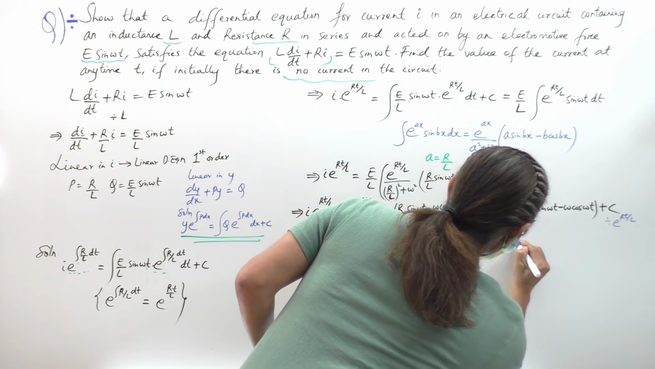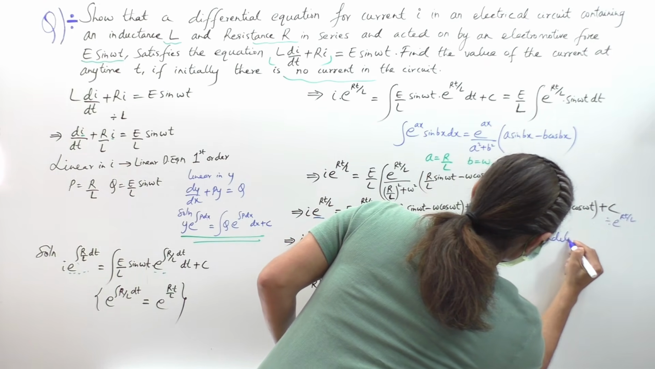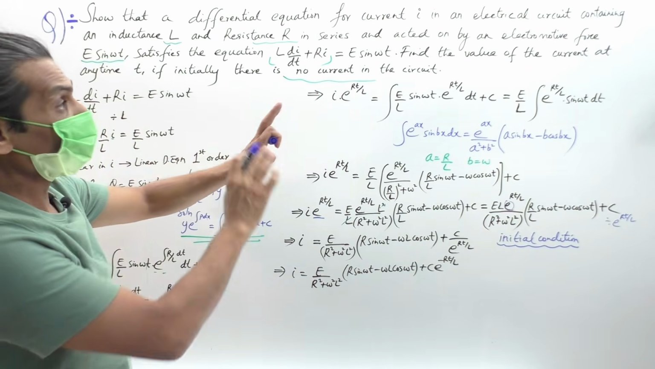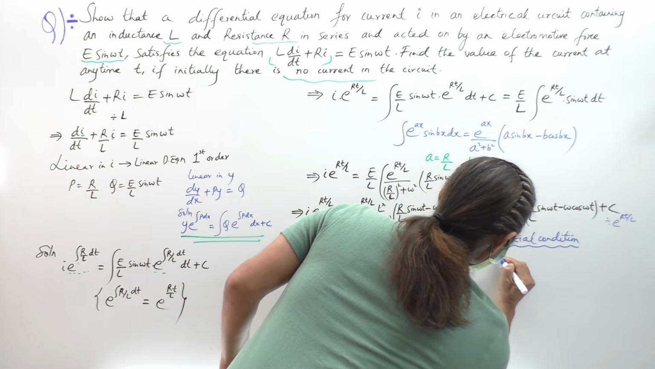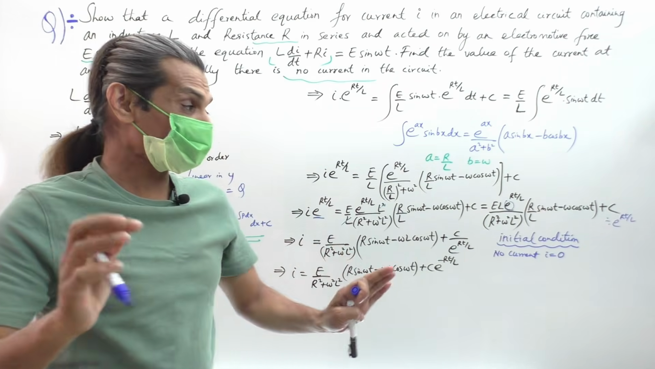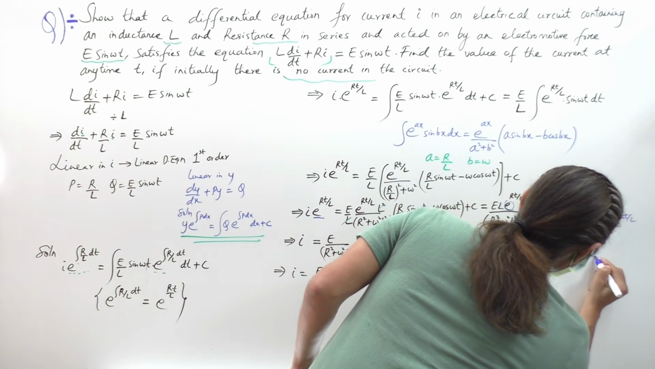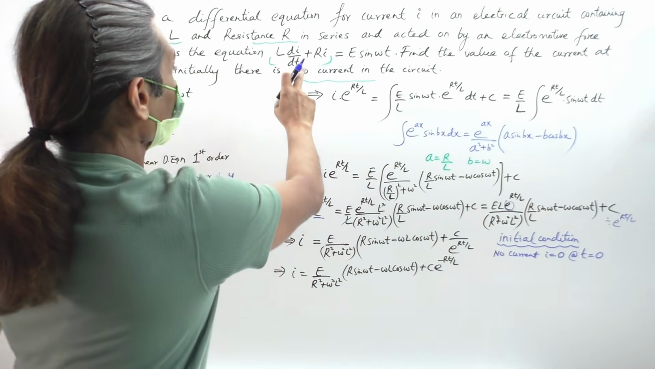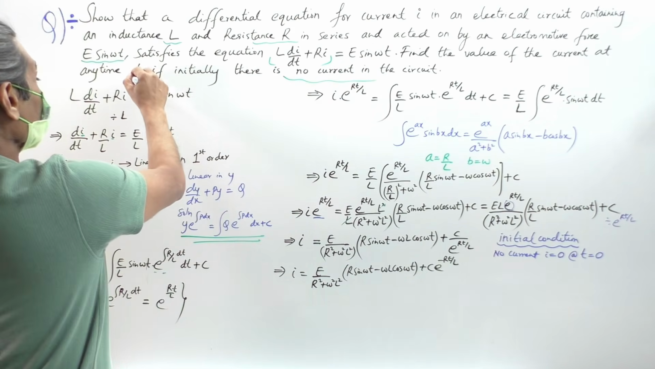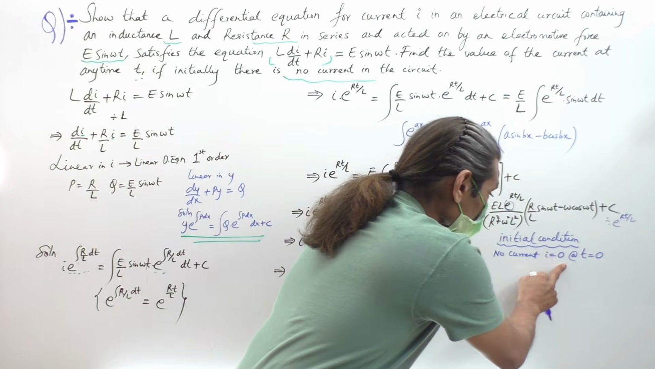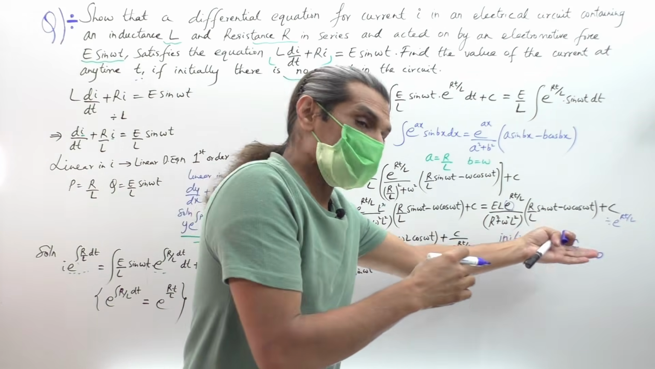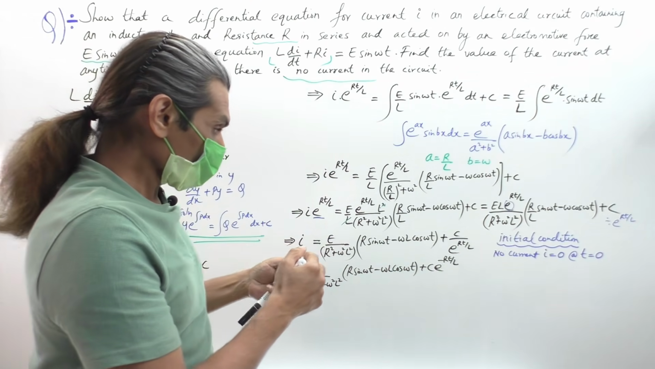Initial condition: no current in the circuit. That means I is equal to 0 at time t is equal to 0. So the initial condition is no current, I is equal to 0 at the time t is equal to 0. So we'll put this condition in the solution that we got and see what we get.